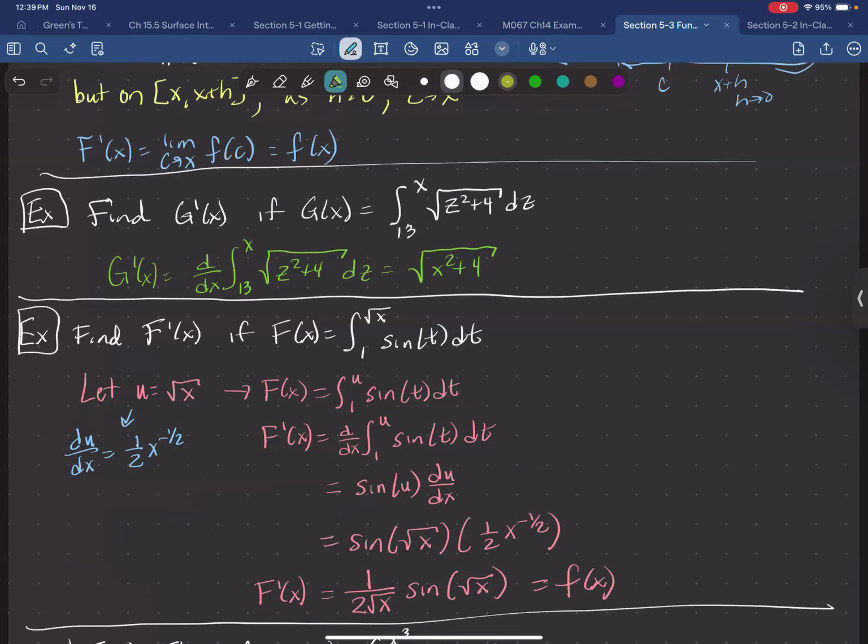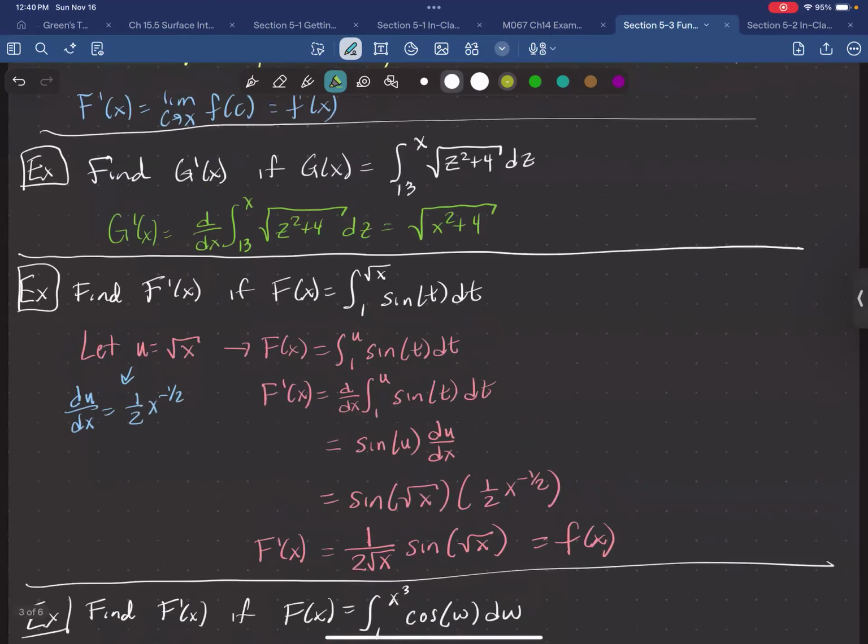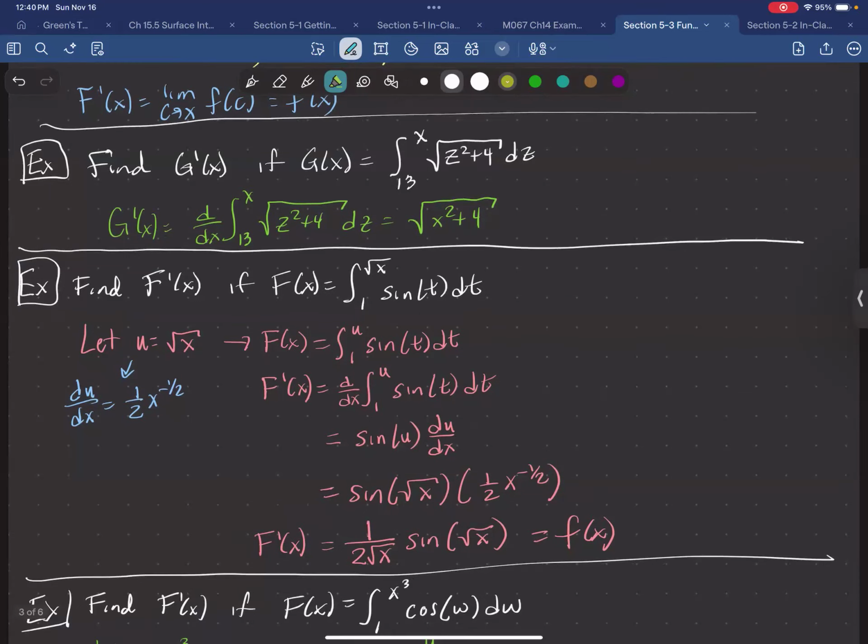It's a little tricky. So if it's not an x up there, you got to do a chain rule. So try it here. We don't have x up there. We've got x cubed. I use w as my variable of integration here. We've got f of x equals the integral from 1 to x cubed of cosine w dw.